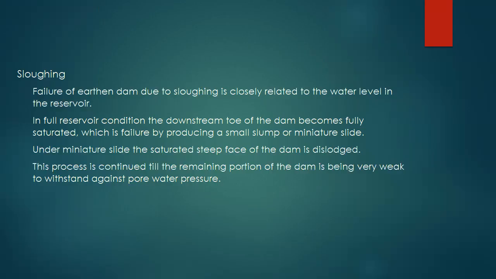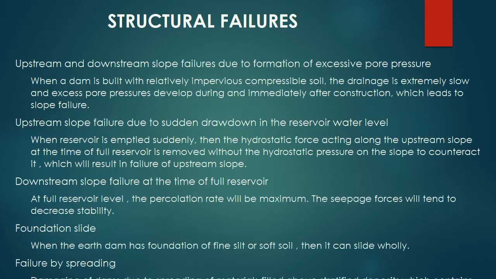Another type of seepage failure is sloughing. Failure of an earthen dam due to sloughing is closely related to the water level in the reservoir. In full reservoir condition, the downstream toe of the dam becomes fully saturated, which fails by producing a small slump or miniature slide. Under a miniature slide, the saturated steep face of the dam is dislodged. This process continues till the remaining portion of the dam is too weak to withstand the water pressure. The next type of failure is structural failure.